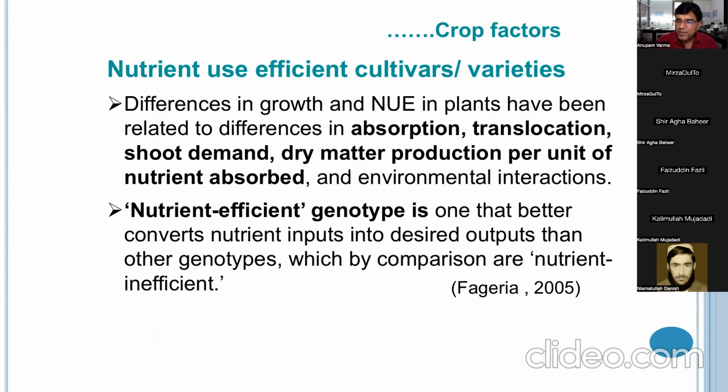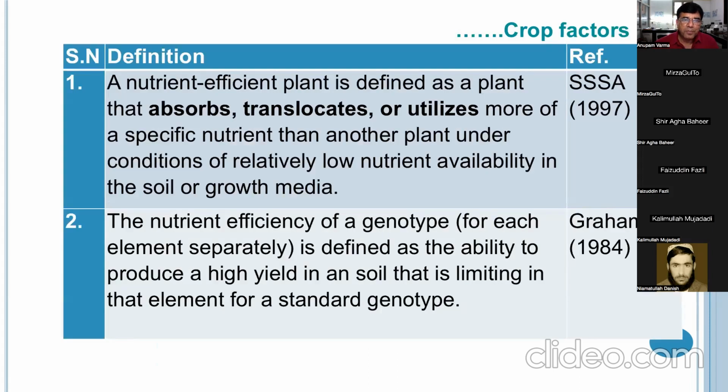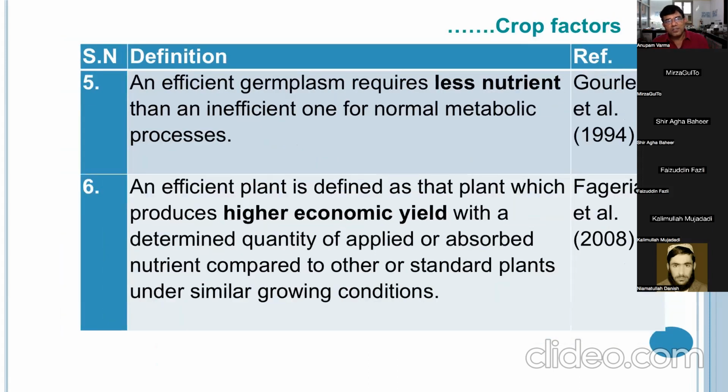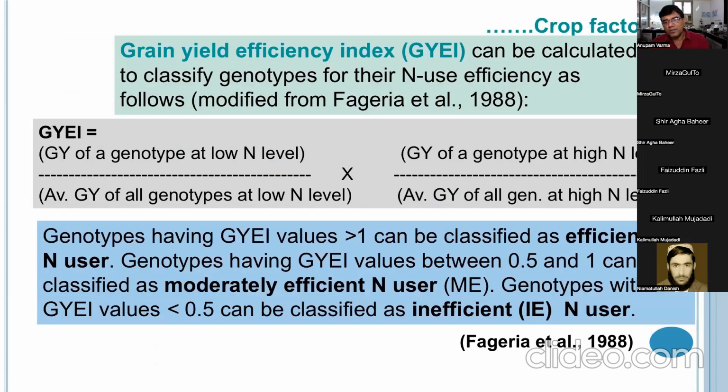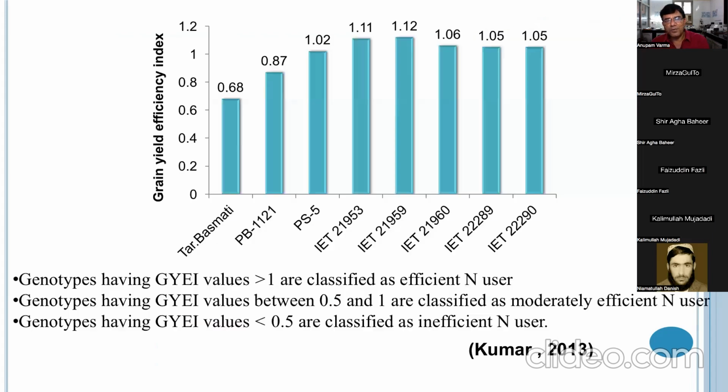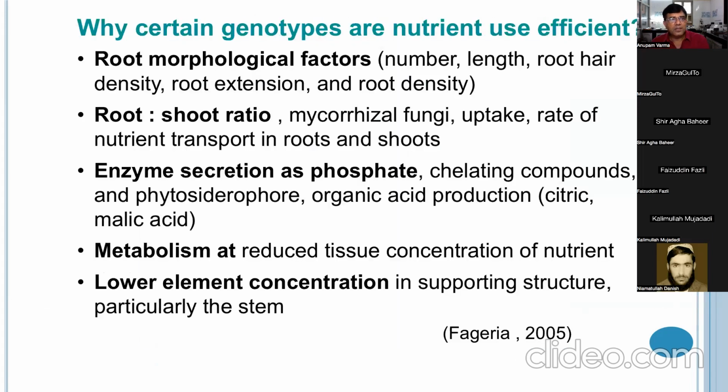So I'm coming to that point here. It was just an introduction, and a very good question asked by you. Now I am showing why certain genotypes are efficient. In the morning, I already discussed the grain yield efficiency index, so no need to repeat it now. What he's asking, his answer is here. Why are certain genotypes nutrient use efficient? Why is there higher nutrient use efficiency in certain genotypes or crops?